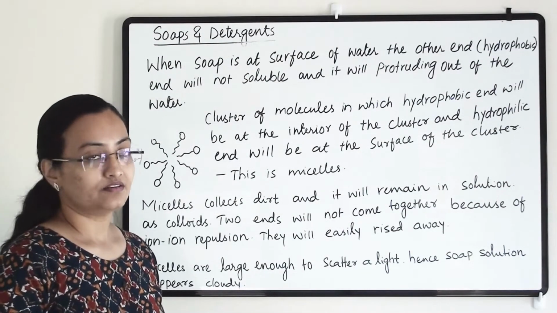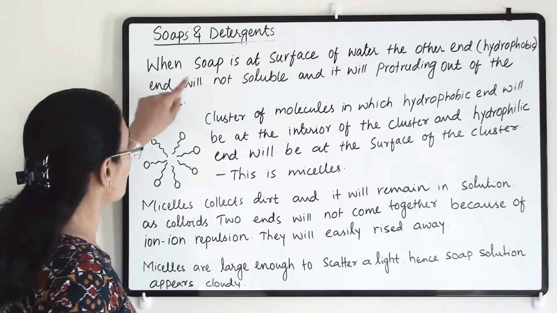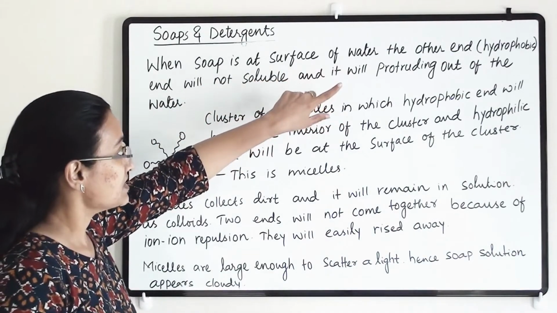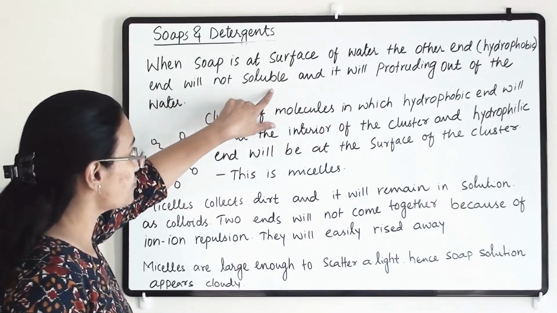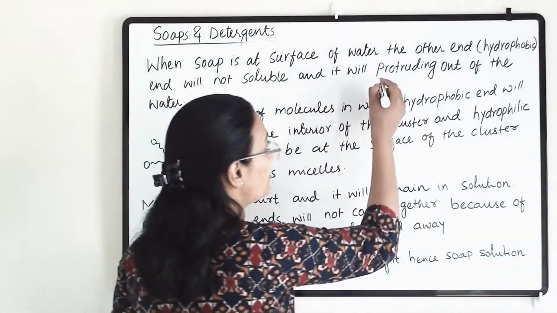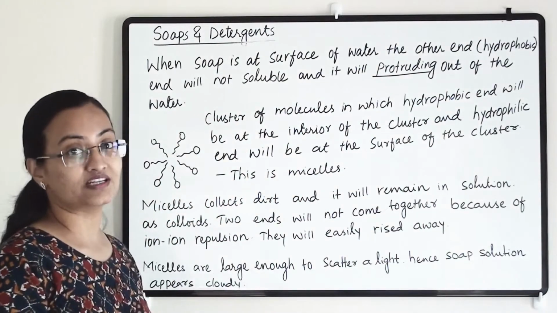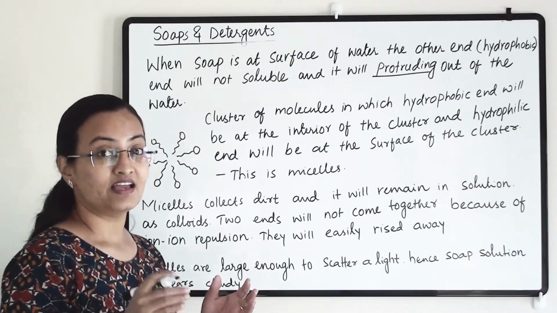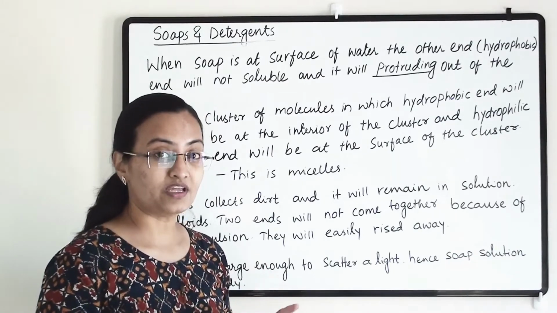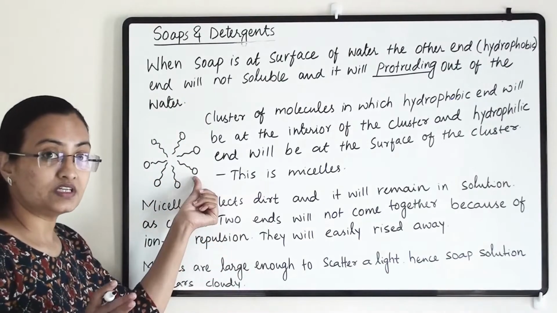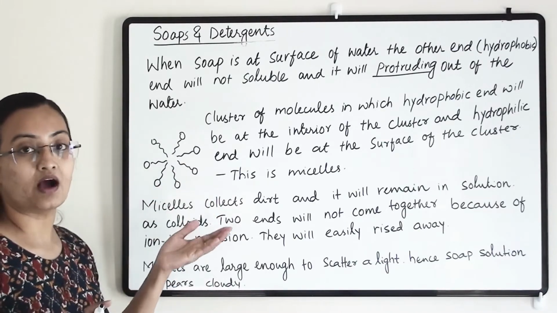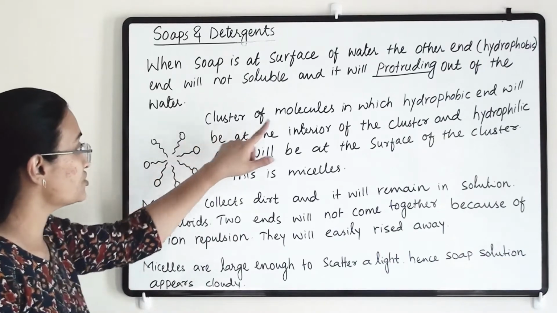Now let us understand the theory behind it. When soap is at the surface of the water, the hydrophobic end will not be soluble and it will be protruding out of the water. Protruding means projecting out or coming out, because one end has oily nature and one end is soluble in water. So the ionic end, which has solubility in water, will remain inside the water, whereas this chain will come out from the water. The cluster of molecules.